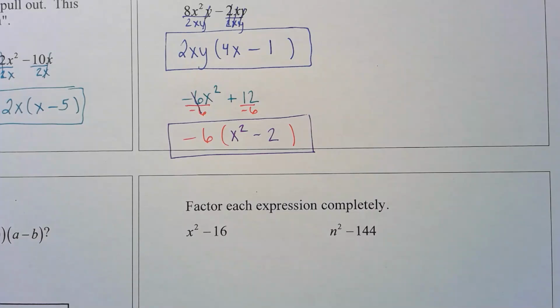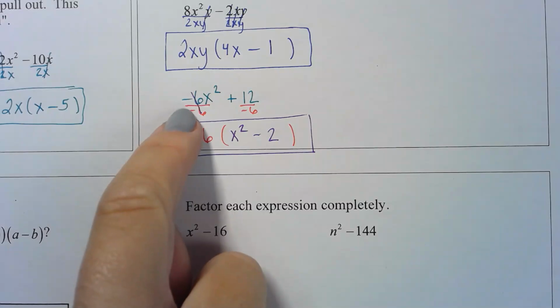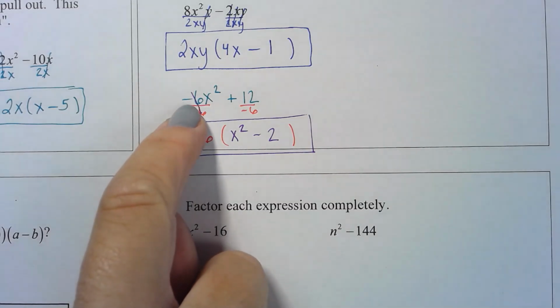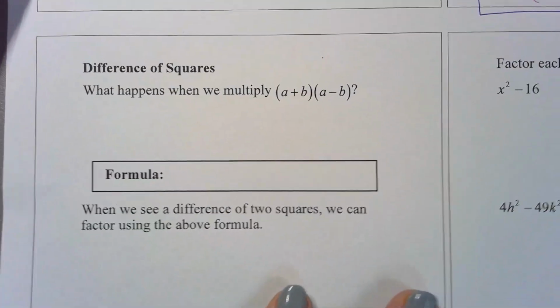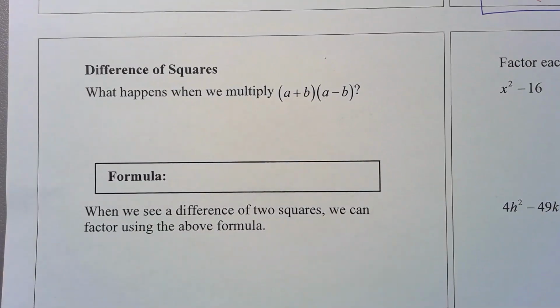So I just wanted to end with that, because even though they're both not negative, you can still pull out a negative. You can factor out a negative anytime you want. And I am always going to do that when my leading coefficient is negative. Okay? All right.